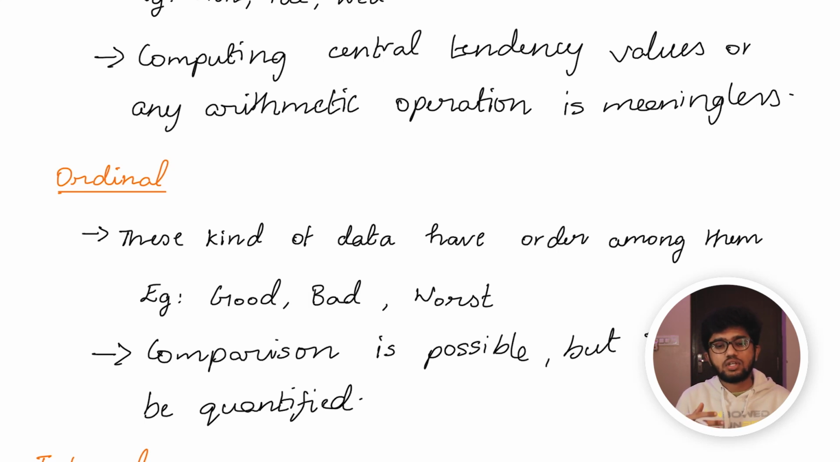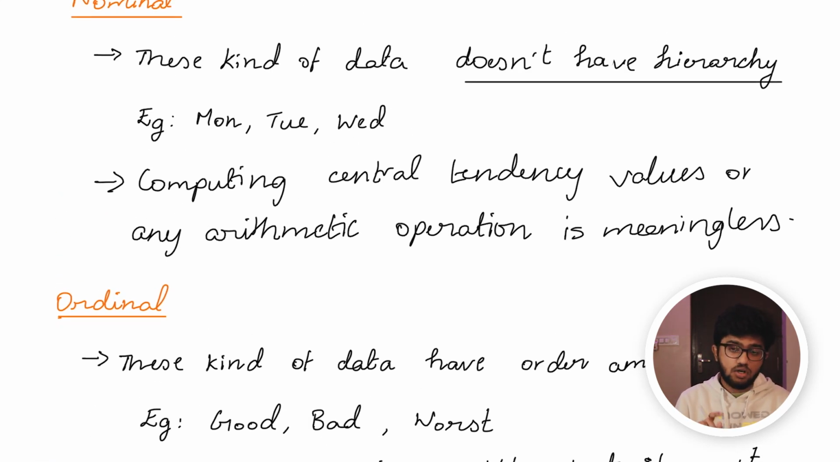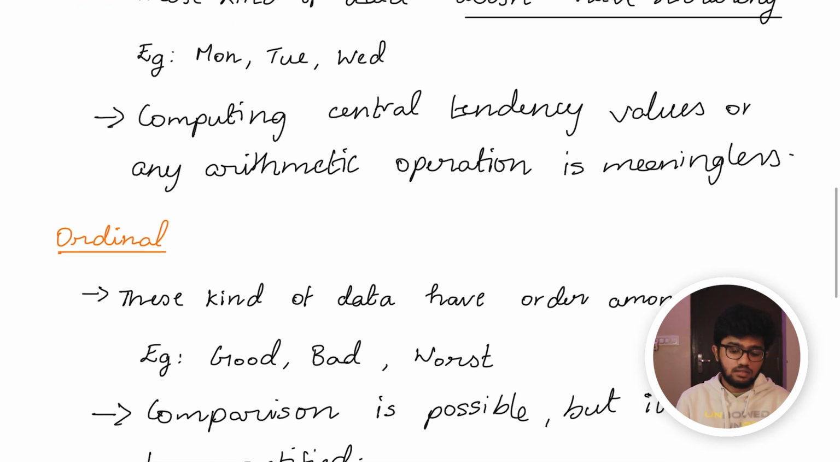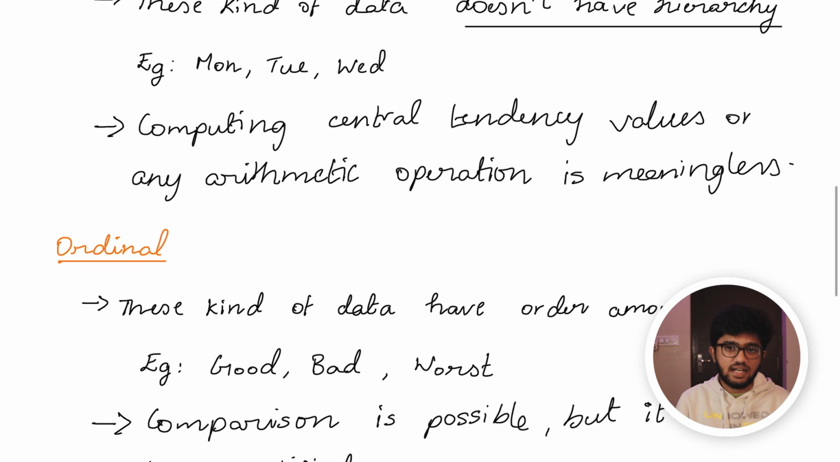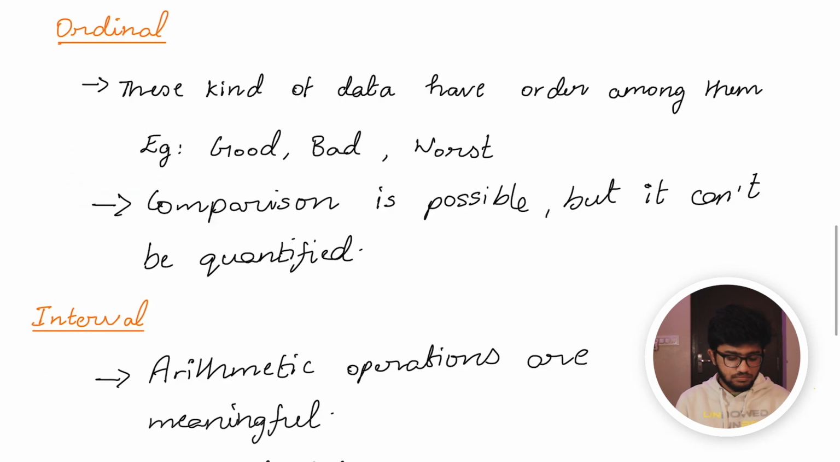But still, you cannot quantify that. So again, performing arithmetic operations on this kind of data is pointless. But the main difference is that in nominal, it doesn't have any hierarchy between them, but in ordinal, it has some hierarchy between them.